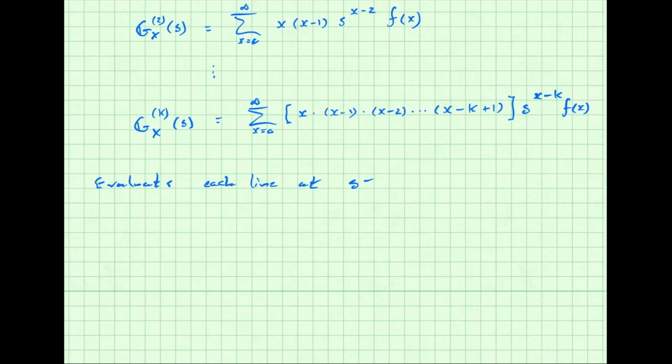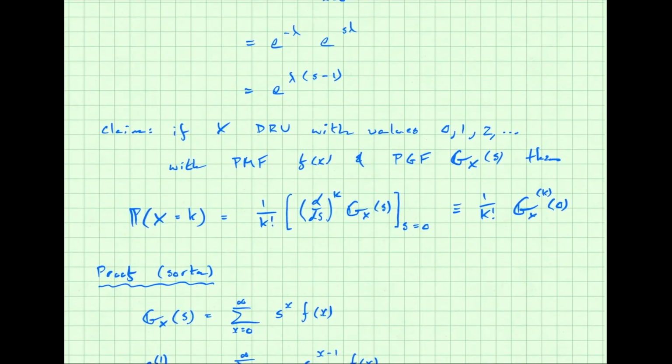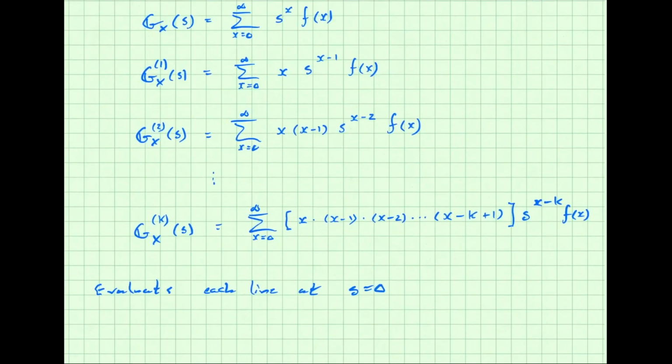Each line at s equals 0, right? Because that's what we're claiming, if you go back up here: that if I evaluate that thing at s equals 0, what I'll get is the probability that x is equal to k multiplied by this thing flipped over, so k factorial times that probability. So let's see if that's true.